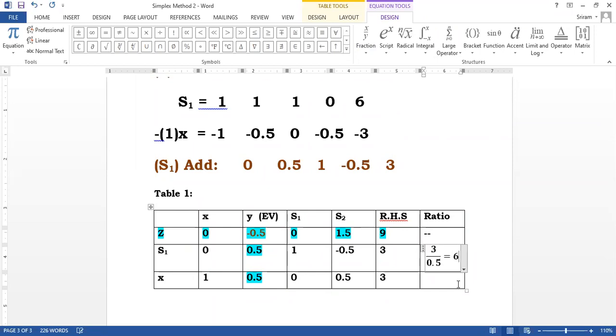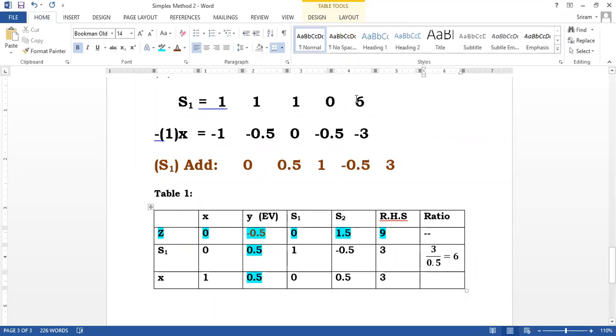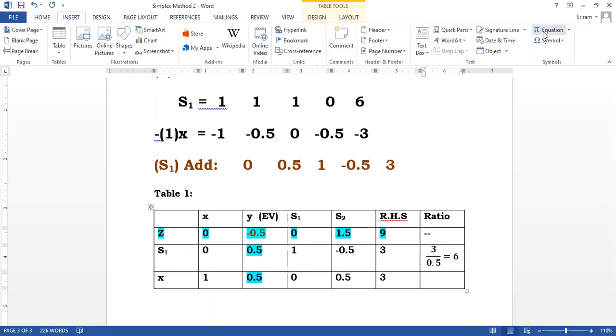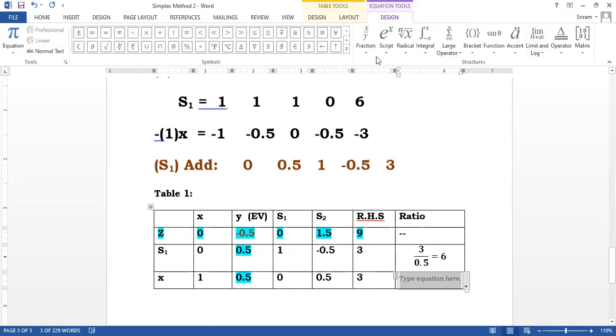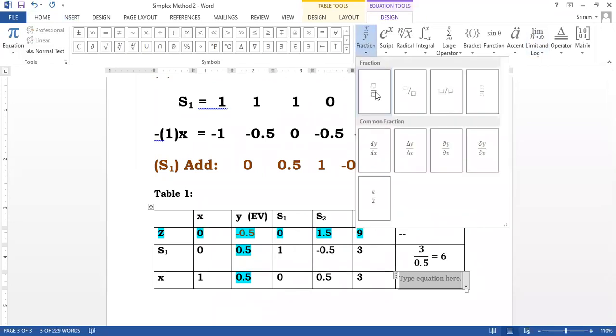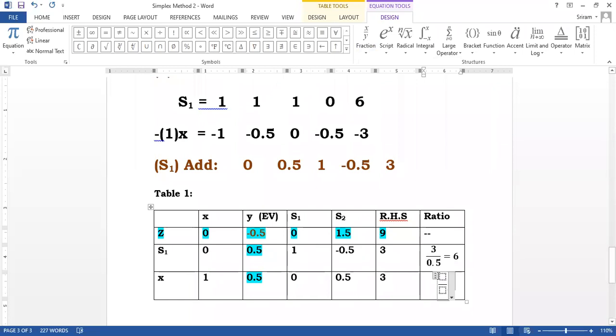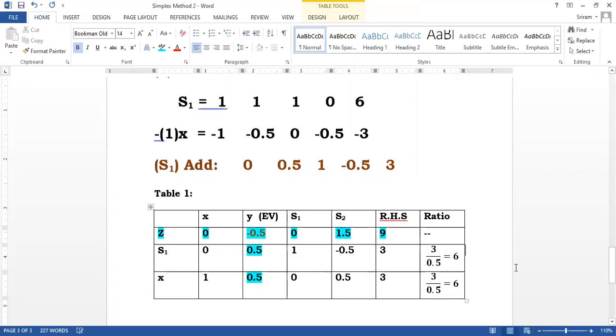This is 6. In the same way, we take the next right hand side and divide by the corresponding element. What is the right hand side here? 3. The corresponding element is 0.5. Again, we get the value 6. We are going to select the least ratio.